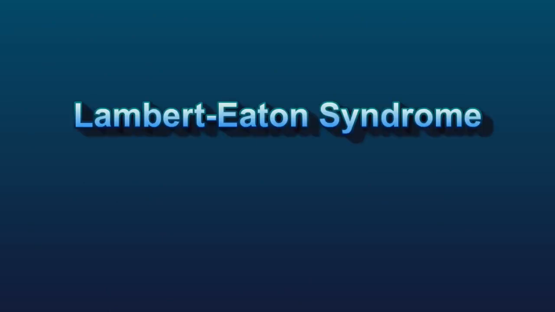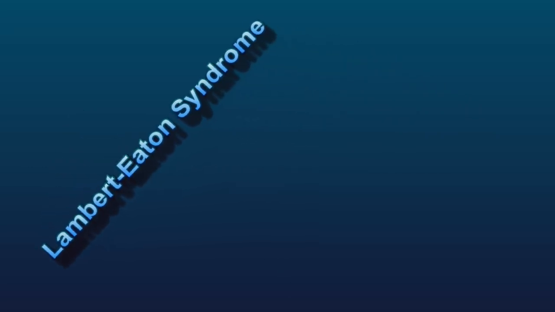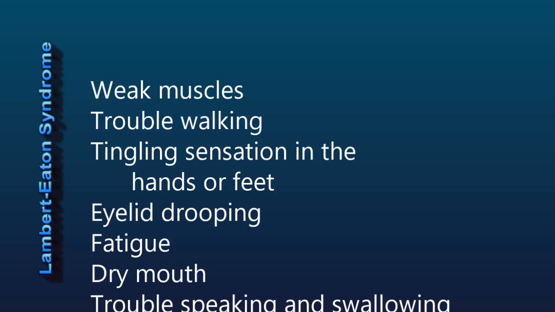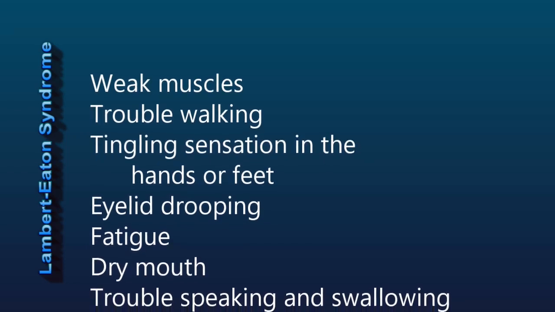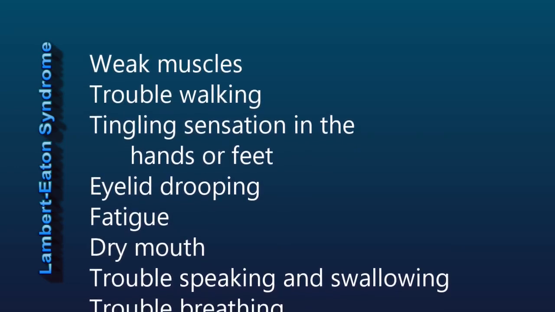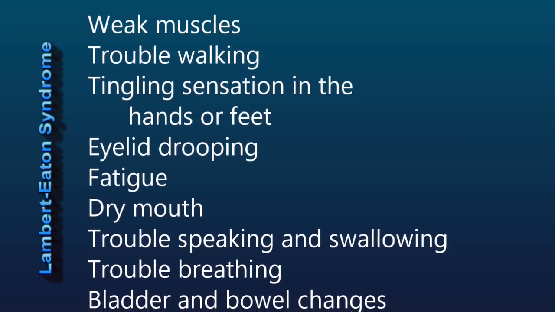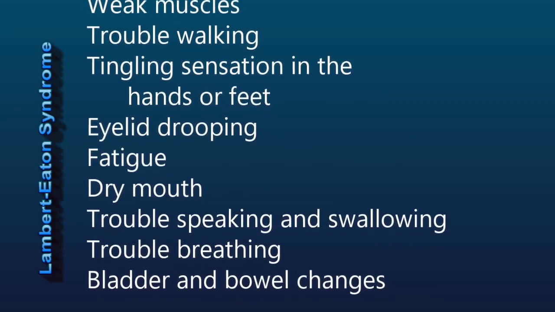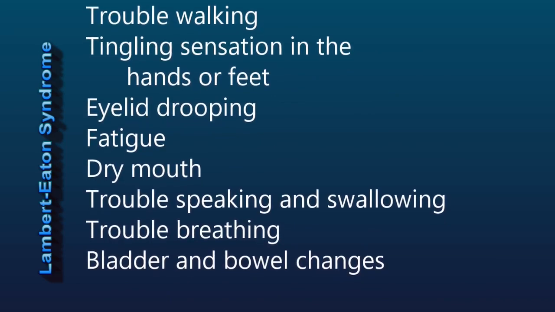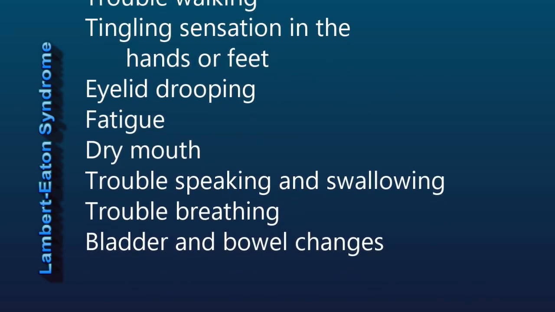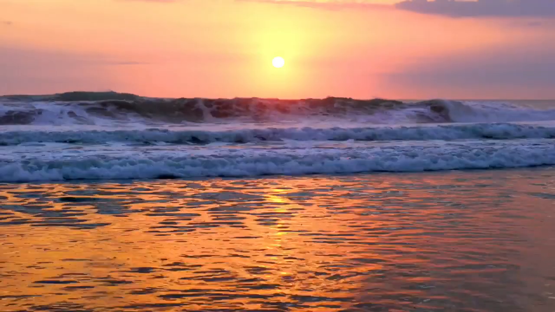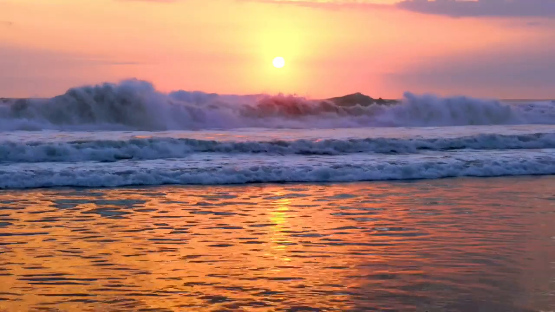Here's another example. I looked this one up because I had never heard of it before. These are the possible symptoms of Lambert-Eaton syndrome. Weak muscles, trouble walking, tingling sensations in the hands or feet, eyelid drooping, fatigue, dry mouth, trouble speaking and swallowing, trouble breathing, bladder and bowel changes. Lambert-Eaton syndrome is treatable if that's what you're diagnosed with. That was just two random examples of the many types of quadriparesis that can mimic that of IBM.